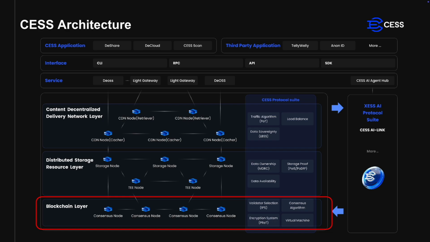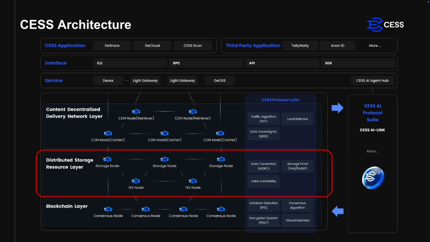The CESS blockchain supports both EVM and WASM smart contracts, enabling developers to build versatile and scalable applications. It operates using the random rotational selection R²S consensus mechanism. This ensures efficient and decentralized consensus across the network.